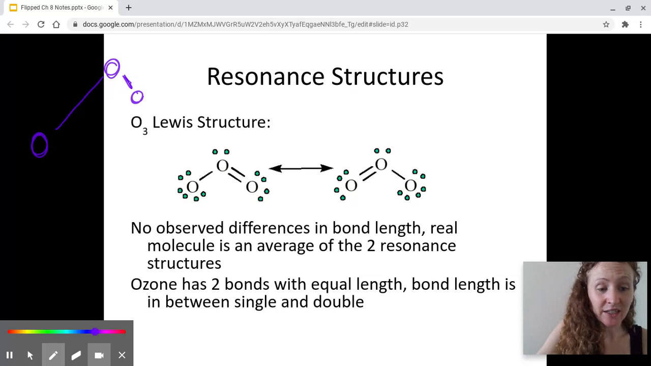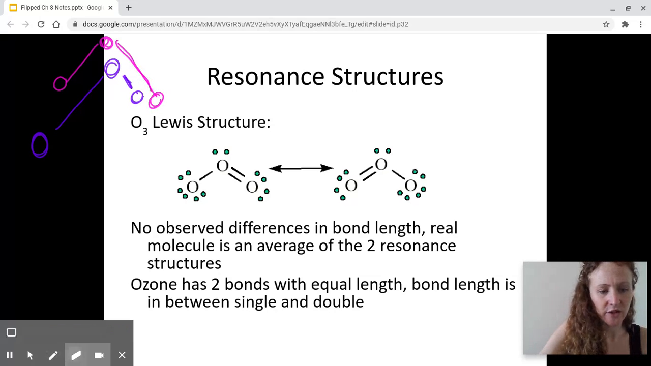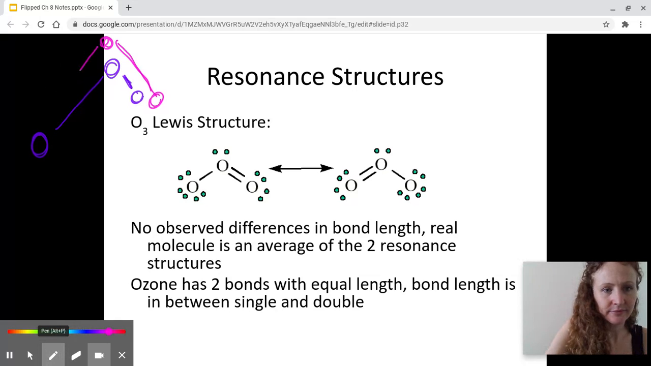But what's interesting about ozone is the bond in ozone is not as long as a single bond, it's also not as short as a double bond. Oh, I didn't draw a very symmetrical molecule, did I? Let me try that again. All right, that's a little bit more symmetrical.